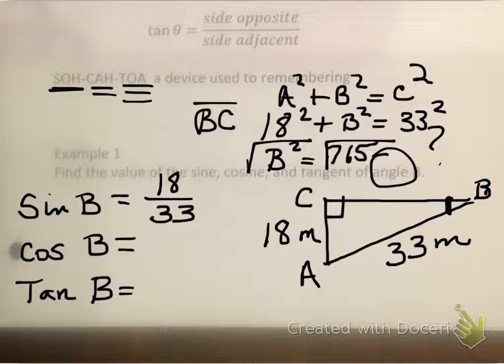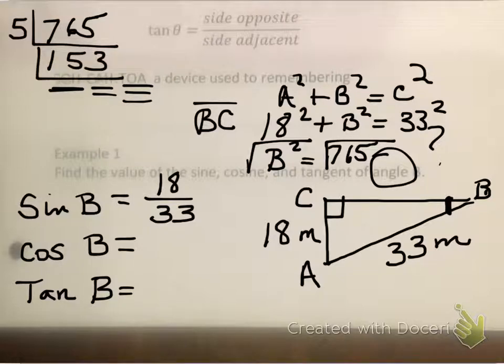So over here, I'm kind of running out of room. I'm going to start up here, 765. I'm going to do the factor tree. 5 will go into it, I can tell right off the bat, and gives me 153. And then I can divide it again. 3 will go into that, which will be 5 and 151.